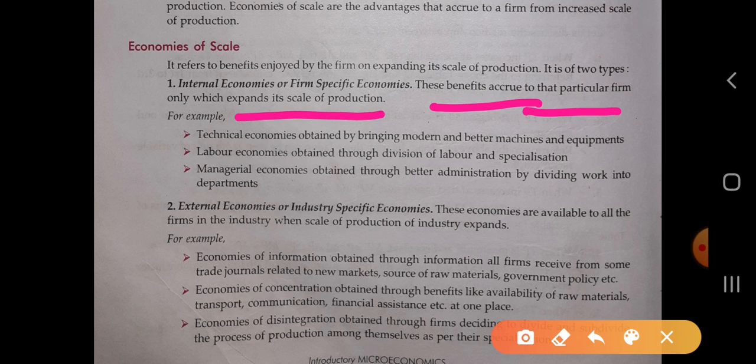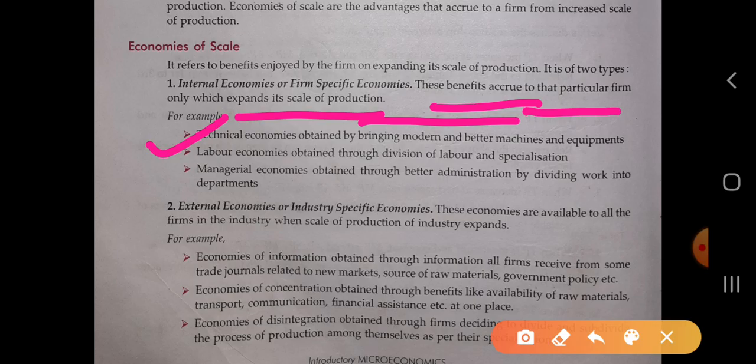For example, there is technical economies obtained by bringing modern and better machines and equipment. That means there are technical advantages as well as benefits obtained by bringing modern and better machines and equipment. When the producer brings modern and better machines and equipment, in that condition technical economies, meaning technical benefits or profit, are attained by the producer.